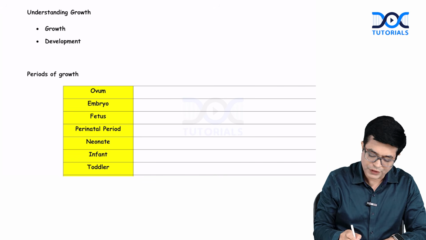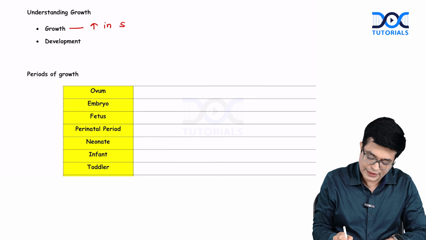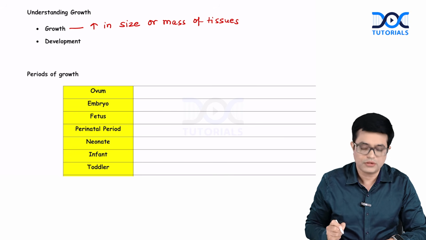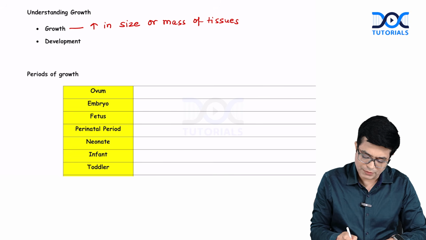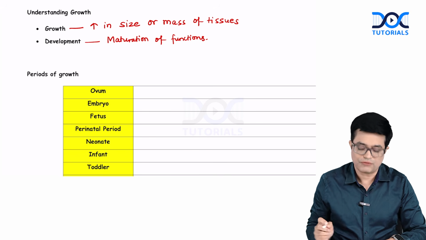So what is growth? Growth refers to increase in the size or mass of tissues. So when there is increase in size or mass of tissues, we call it growth. What is development? Development refers to maturation of functions. With this in mind, we come to the first topic in the chapter, that is periods of growth.